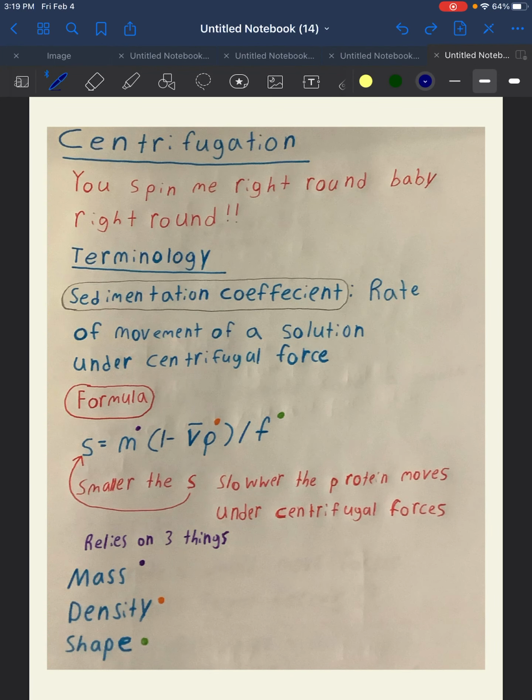You spin me right round, baby, right round. When we go round the biochem.